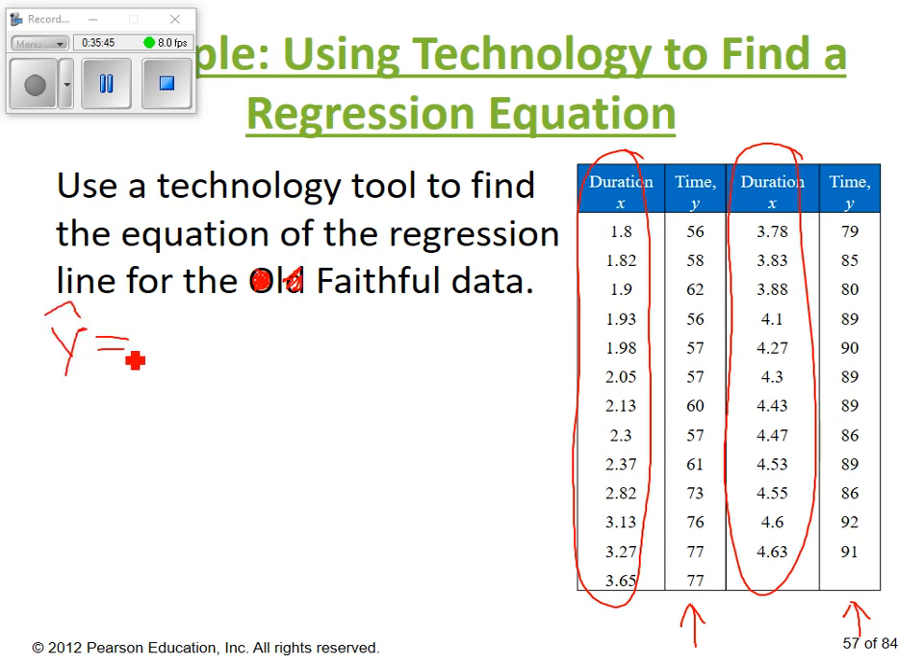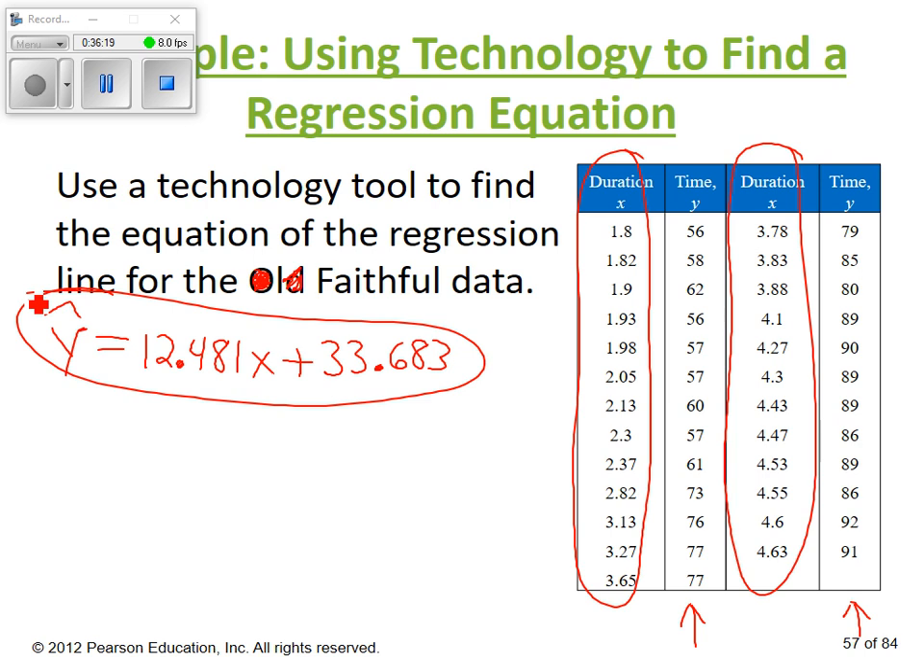Somebody tell me the equation. What's A this time? 12.480 or 481, for sure. That's times X. What's our B, the Y-intercept? 33.683. Positive? Yeah. It's a positive number is what I meant. So that's our equation. The calculator tells you that. Somebody do me a favor and write it down somewhere in your notes, because I think we're going to need it.